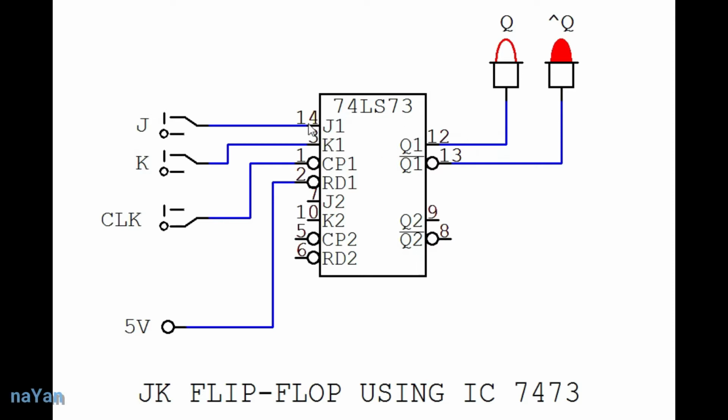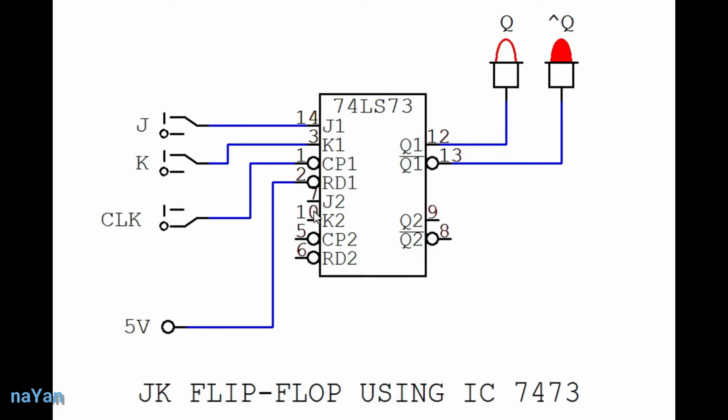As the pin numbers are displayed here, we can see some of the pins are connected, because the second JK flip-flop we are not using here, so that is disconnected or no connection is there. Among the connected pins, J and K are the two inputs. J is connected to pin number 14, K is connected to pin number 3. We have one clock, clock 1, connected to pin number 1, and pin number 2 is a clear input, clear 1 input, which is connected to 5 volt.